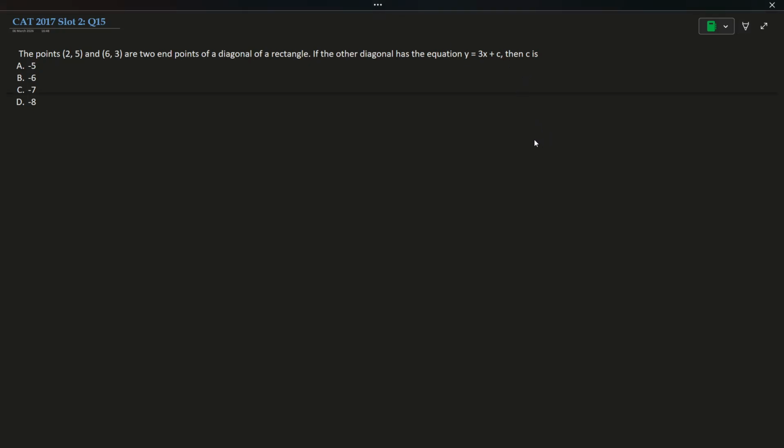I will draw a rectangle. In geometry it's always beneficial to draw the diagram because that helps a lot. Let's say the vertices of the rectangle are A, B, C and D. We are told that the endpoints of one of the diagonals are (2, 5) and (6, 3). You can take any of the vertices as (2, 5), and accordingly (6, 3) can be assigned. If I had taken (2, 5) at B, then (6, 3) will be at D. It does not matter, the positioning of the points does not matter.